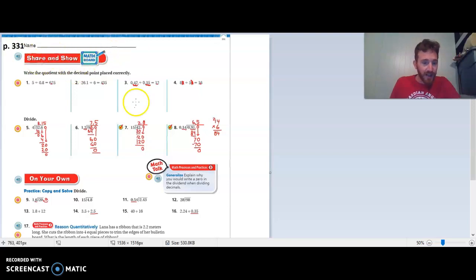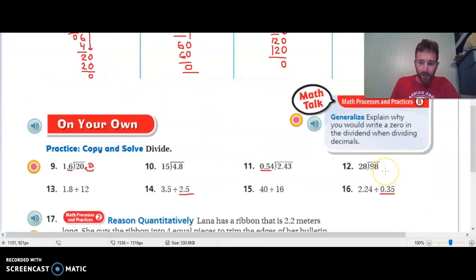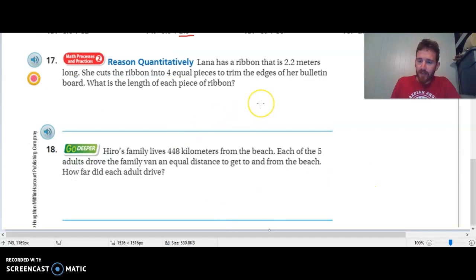Okay, so what we got today is the last two, number 17 and 18, down at the bottom of page 331 here. These are pretty straightforward. Just read carefully and think about what we are dividing by what. Lena has a ribbon 2 and 2/10 meters long. She cuts it into 4, so we're dividing by 4, okay? And then the other one, 448 kilometers from the beach. They share the driving distances they have to go to get there. So we're going to divide by 5 to find that answer there. And again, think about how you need to use that idea of adding zeros to the dividend to allow you to keep solving until there is no remainder.